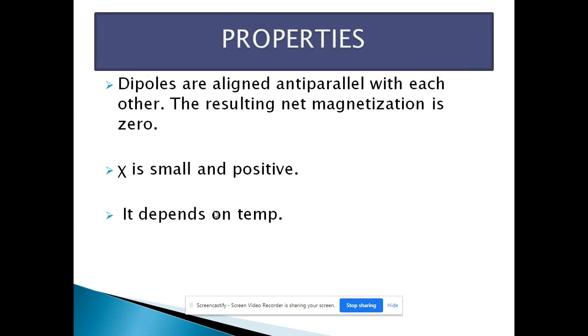Some properties: here the dipoles are aligned anti-parallel with each other. As a result, the resultant dipole magnetization is zero, and chi is small and positive and depends on the temperature.